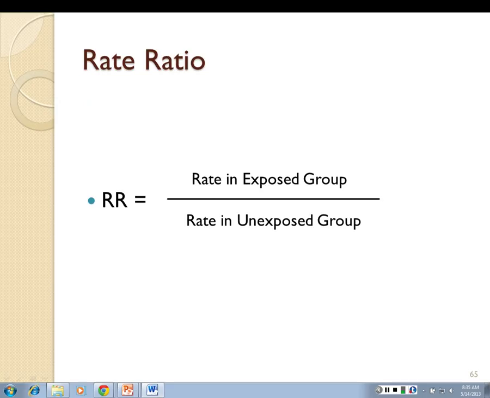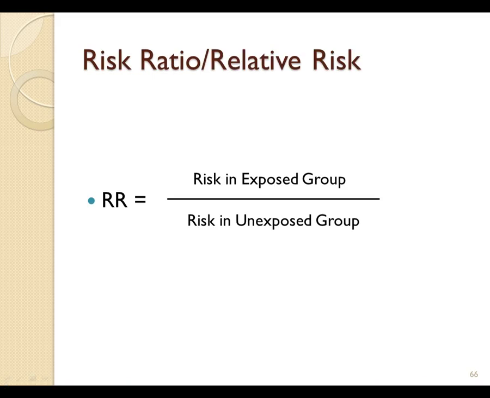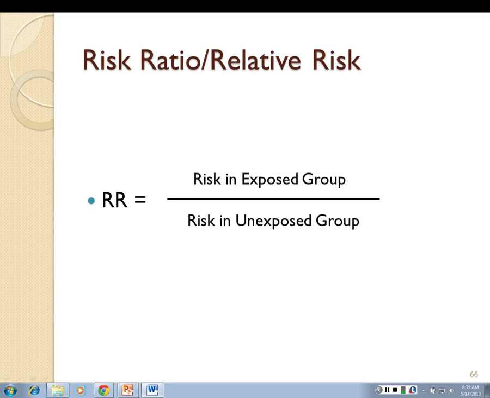So this leads us to the rate ratio. The rate ratio gives information on the relative effect of the exposure on the disease. It tells you how many times higher or lower the disease risk is among the exposed as compared to the unexposed. It's commonly used in etiologic research. The risk ratio gives information on the relative effect of the exposure on the disease. It tells you how many times higher or lower the disease risk is among the exposed as compared to the unexposed.